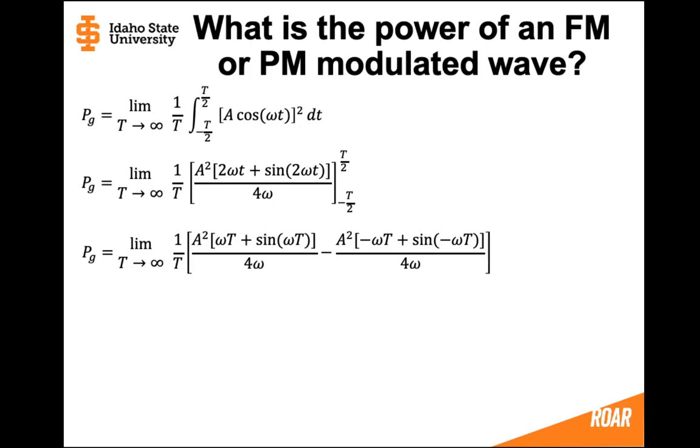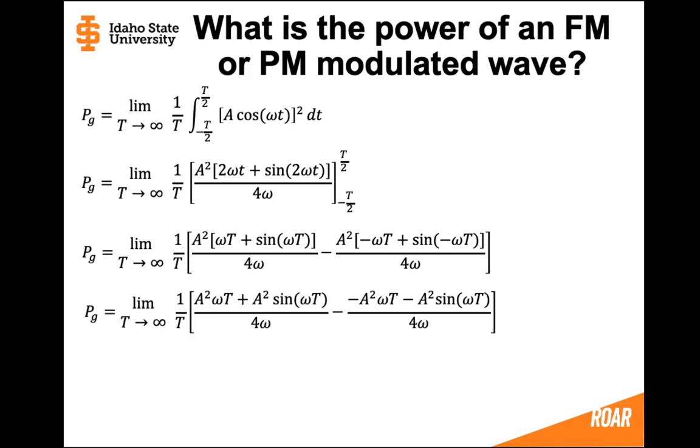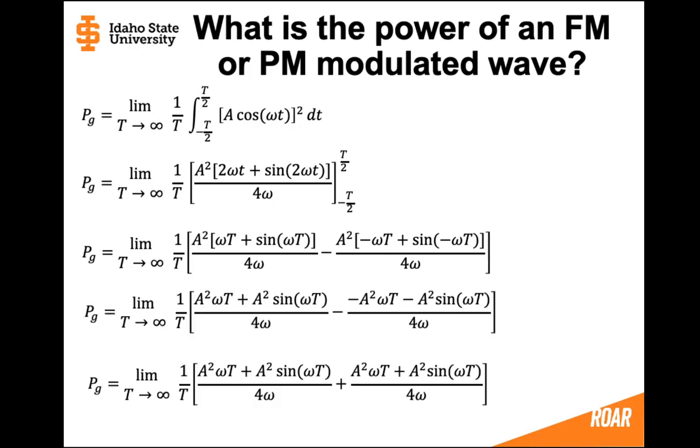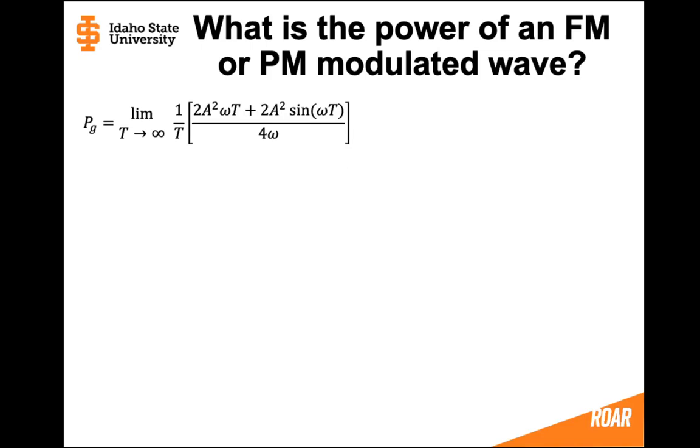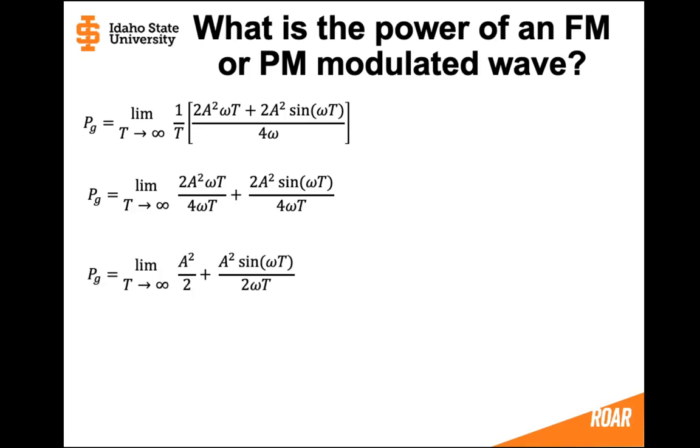We'll use some things we know, some trig identities, to simplify it. Then we'll change it a little bit, distributing the minus signs through. Then we'll simplify. We'll distribute 1 over t through. Then we'll simplify a little bit more until we arrive here.